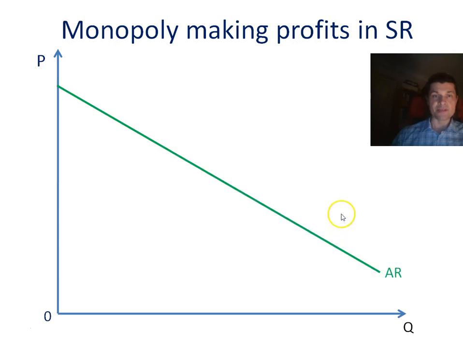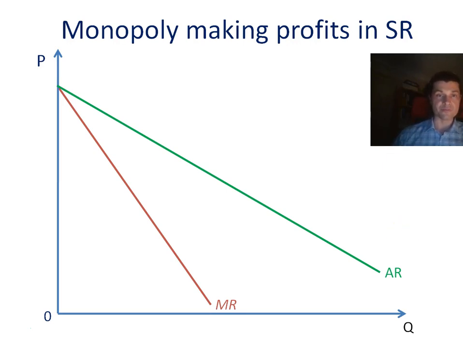The first step is going to be to draw our average revenue or demand curve. So it's a normal downward sloping curve, as a monopoly is the only firm in the marketplace. Market demand is going to be the monopolist's demand. The next step is drawing the monopoly's marginal revenue curve, which is going to have double the slope of the average revenue.